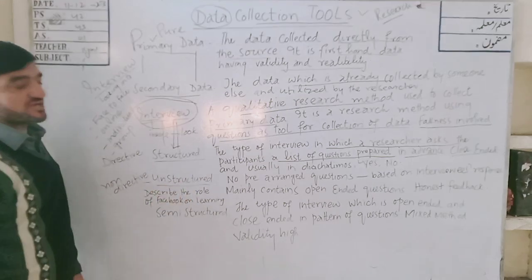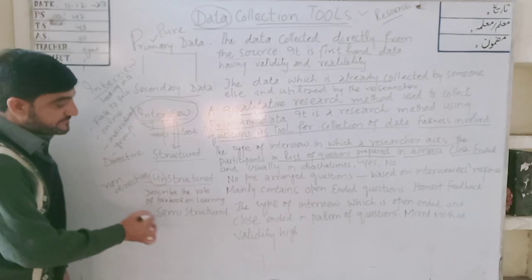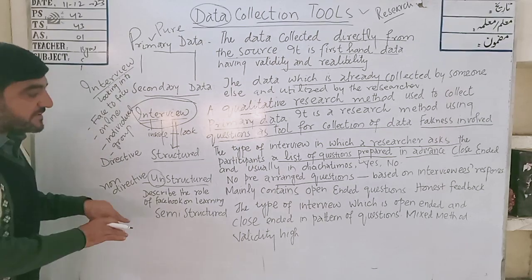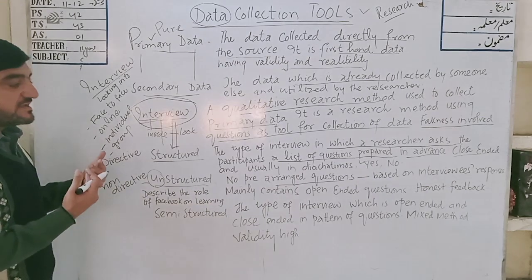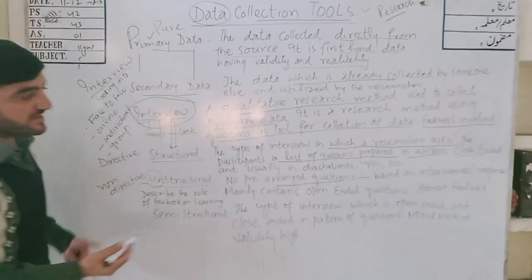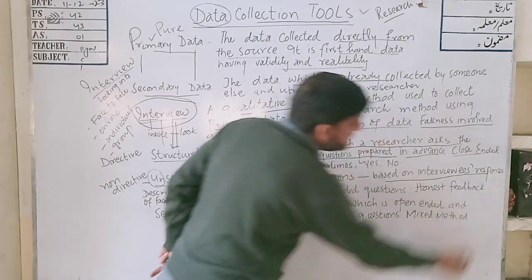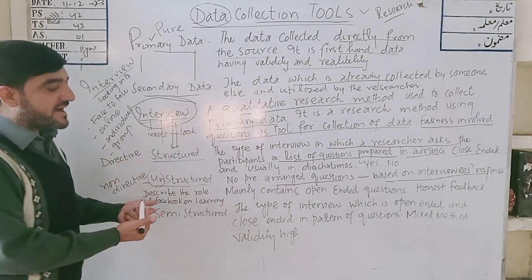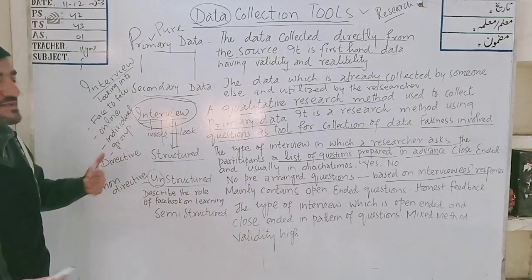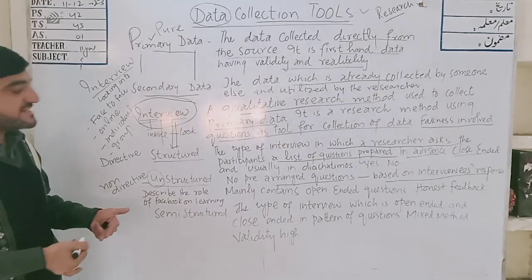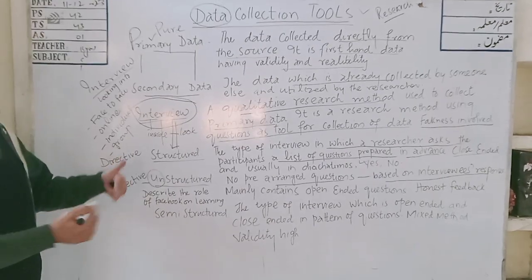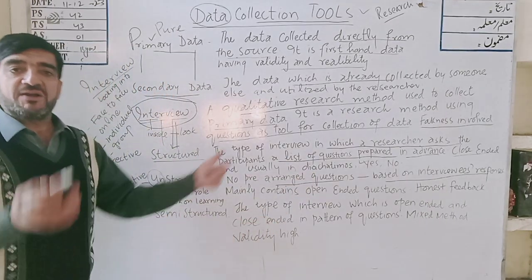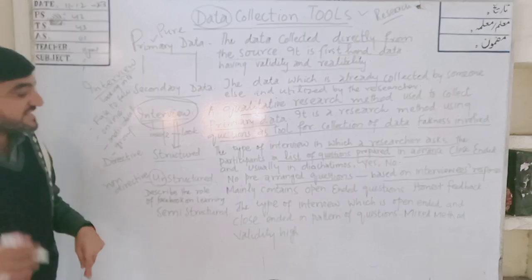Then unstructured. Unstructured means no pre-arranged questions. This is the type of interview in which the questions are not predetermined by the researcher. Based on the interviewee's response, the researcher observes the response of the interviewees. Interviewee means the person from whom the data is collected by the researcher. And keeping that response in mind, the researcher frames another question for further elaboration and further receiving the data.